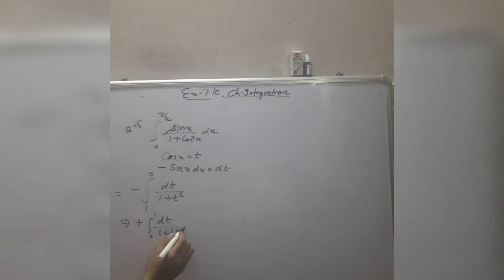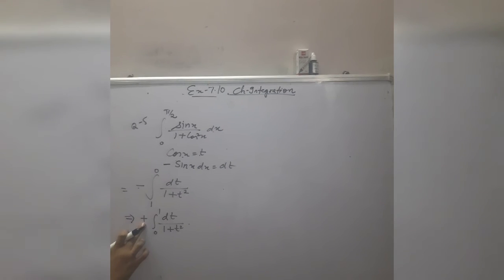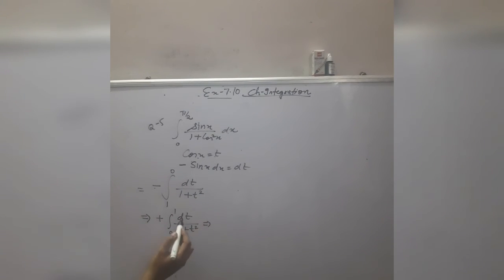So now the function is 1 plus t square, the limit is 0 to 1, and here you will get a positive sign. Now all of you know that integration of 1 by 1 plus t square is tangent inverse t. Then in the last step, upper limit minus lower limit. So tangent inverse 1 minus tangent inverse 0. Tangent inverse 1 is pi by 4, tangent inverse 0 is 0, pi by 4 minus 0 is pi by 4. So the answer is pi by 4 in this case.